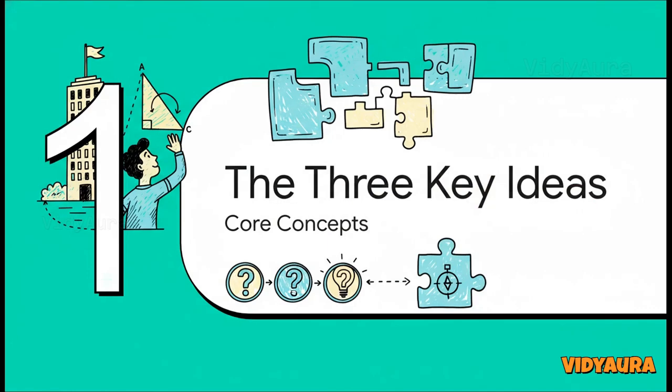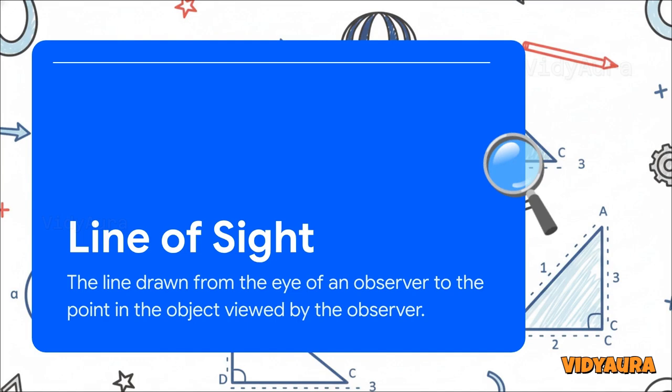The great thing about this chapter is that you only need to understand just three key ideas. If you can get these three things down, I'm telling you, every single problem becomes so much easier. So let's break them down one by one. First up, the line of sight. The definition sounds a bit technical, but don't worry about that. It's actually super simple. It's just the straight, imaginary line from your eye to whatever you're looking at. So, if you're looking at a bird in the sky, that line from your eye to the bird, that's your line of sight.